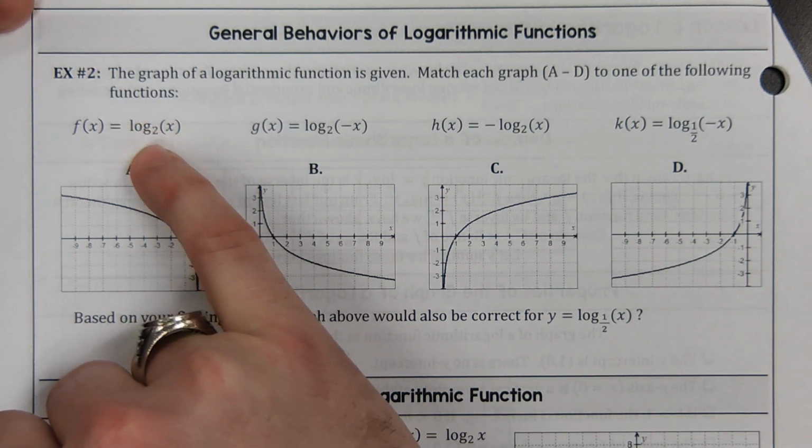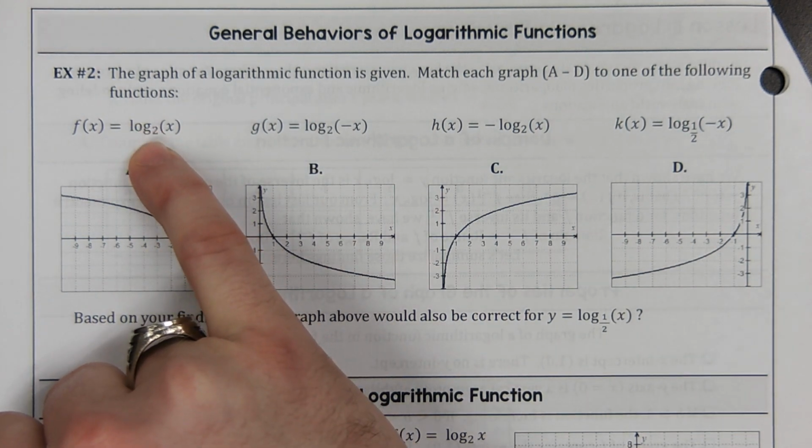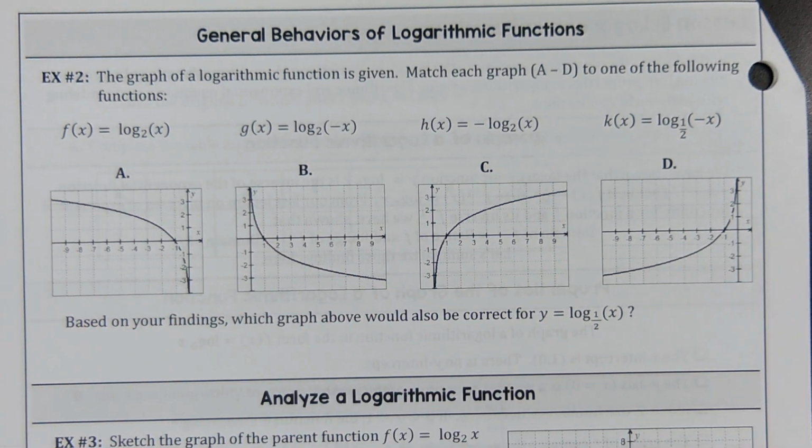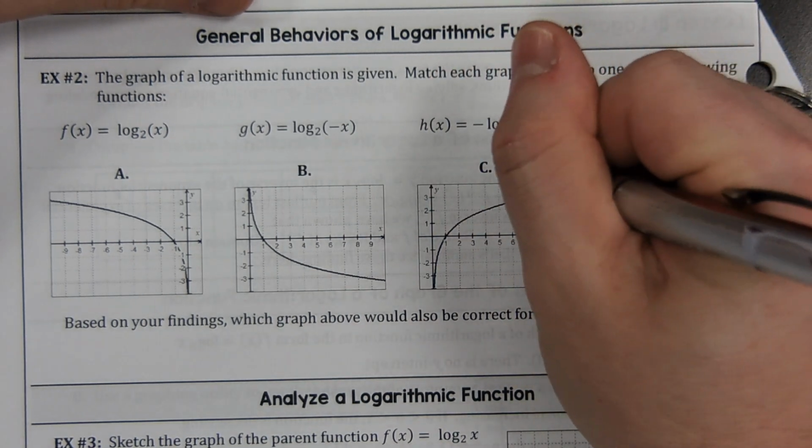So right here, f of x. This is the parent log base 2 graph. This is a parent logarithm graph. A, B, C, or D. Which one is a parent log graph? Just look at them. Which one's the parent graph? C is the parent graph. So this is f of x.